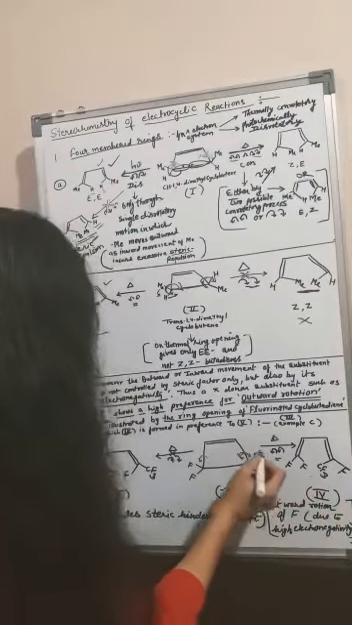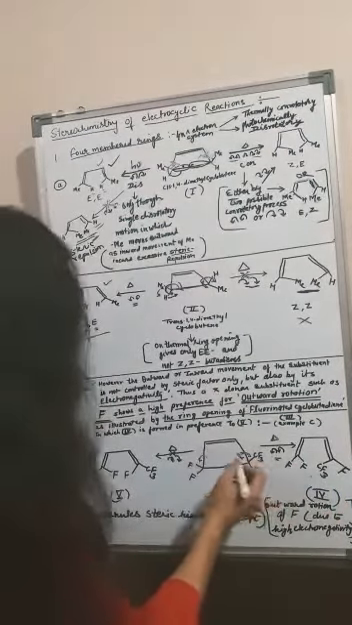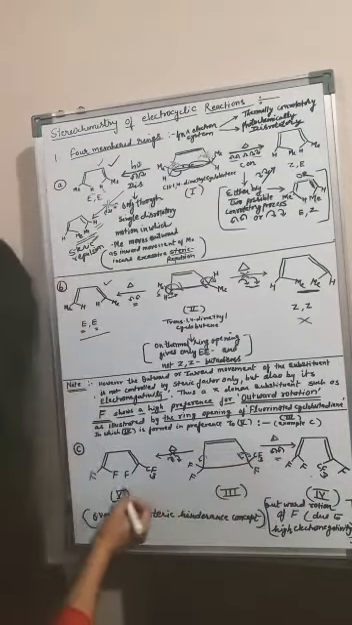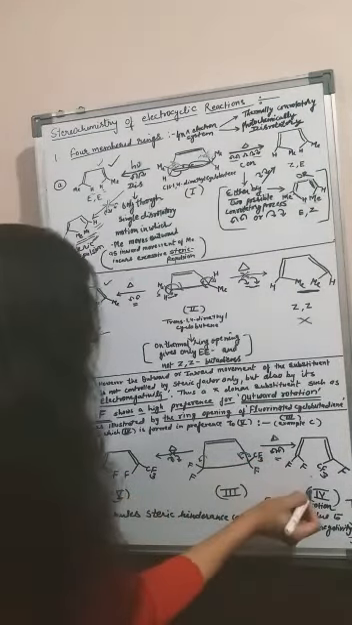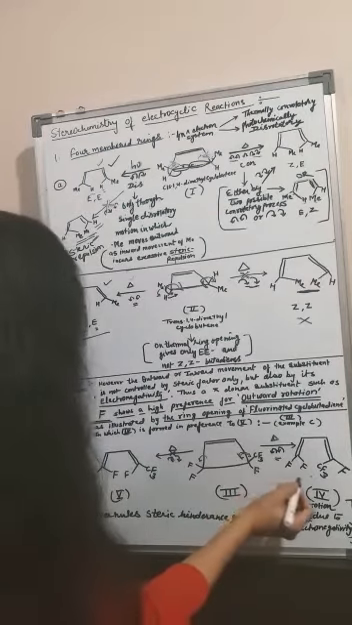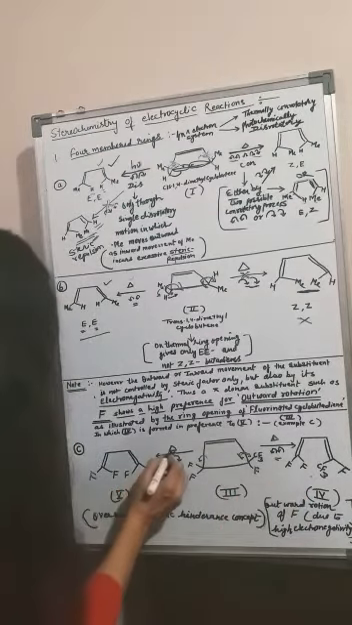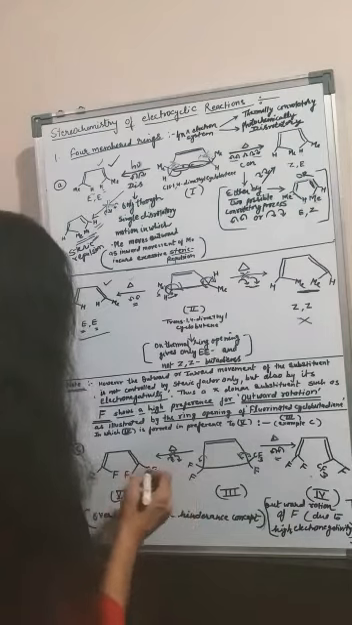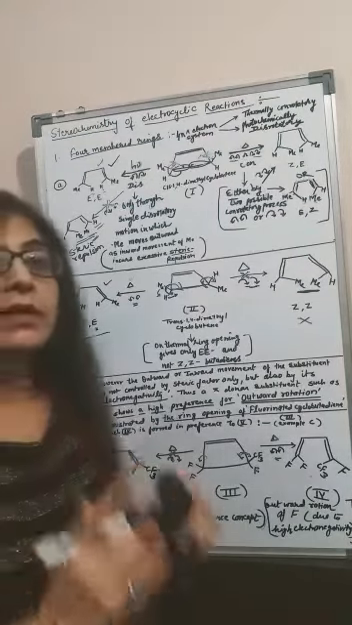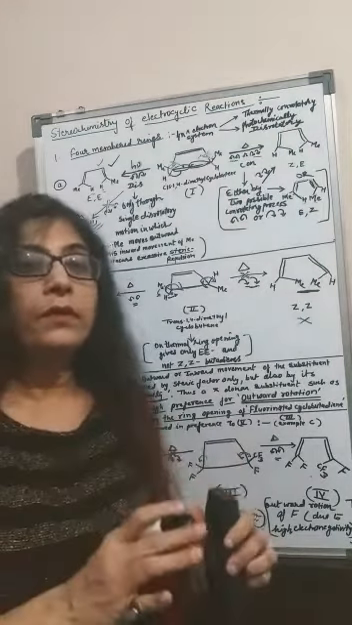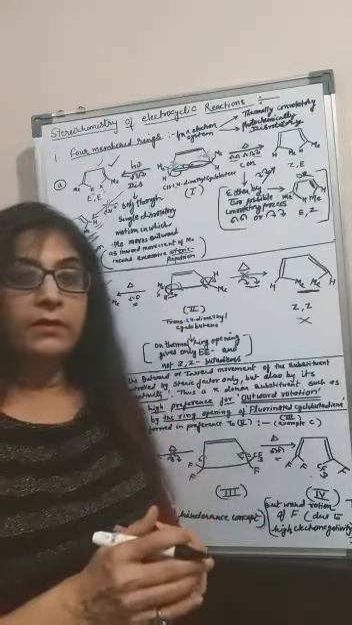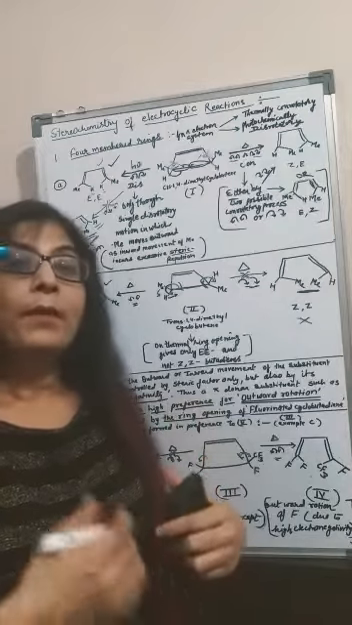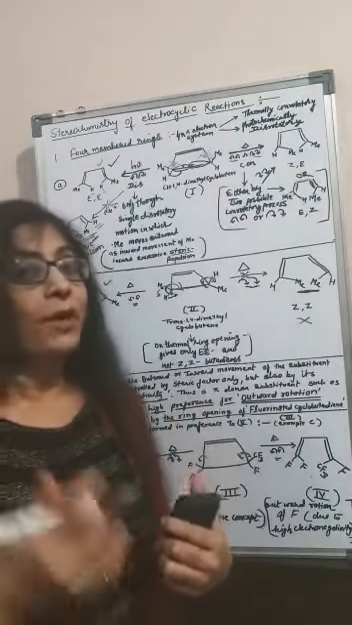So in the thermal process, when two possibilities of the conrotatory process are there, this one will predominate. Only this product will be formed, this is not forming. So this process will not happen where both substituents are moving clockwise by the conrotatory process. So always one factor is not enough. Whenever you are solving questions related to pericyclic reactions, electrocyclic reactions, many more factors are there which you also have to keep in mind.